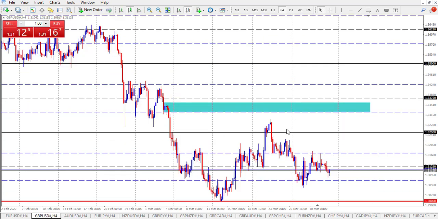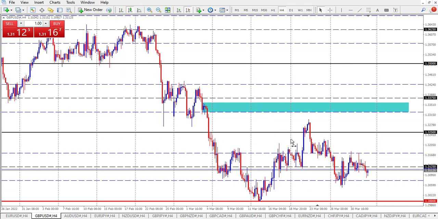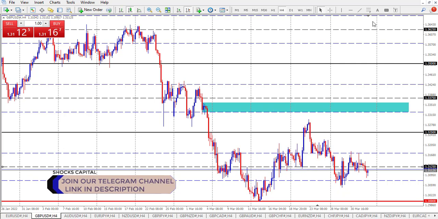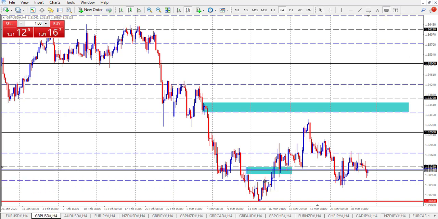Then we go to GU. What is happening on the GBPUSD pair? From just looking at this chart, you can see that we are transitioning into an uptrend again. This is H4. We have had a break of structure around this area, meaning price has shifted to the uptrend, and this order block has been retested.